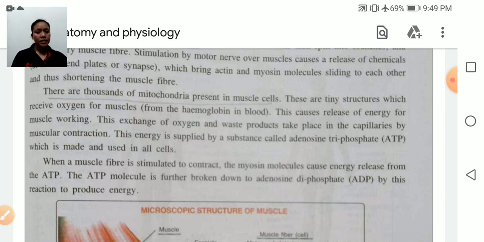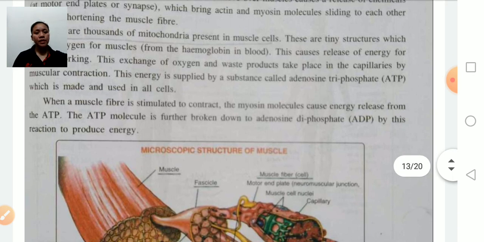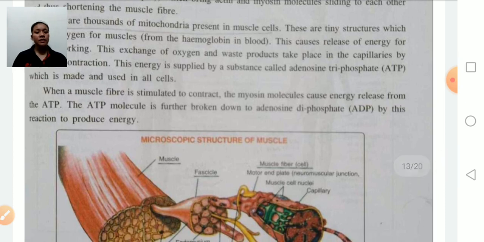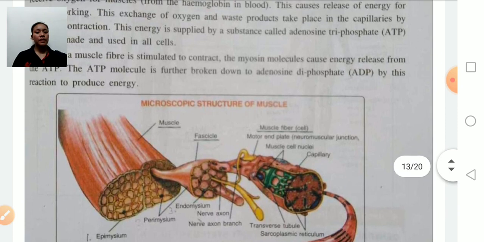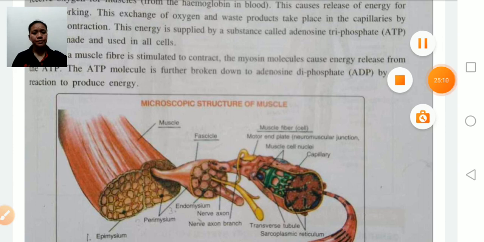This energy is supplied by the substance called adenosine triphosphate, which is made and used in the cells. When the muscle fiber is stimulated to contract, the myosin molecules cause energy release from the ATP, and the ATP molecule is further broken down into adenosine diphosphate by the reaction of production of energy.